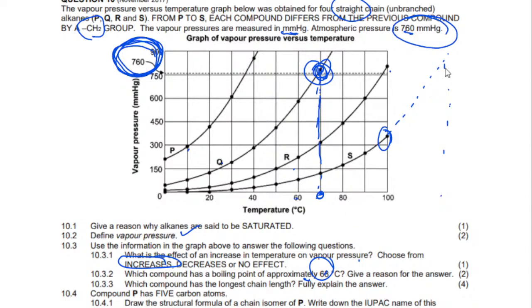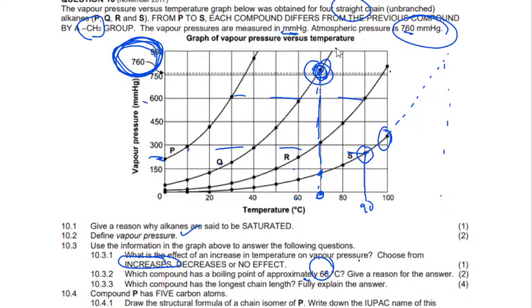If you look at it, it has the lowest vapor pressure. They say lowest vapor pressure. Yes, because if you check here at any given temperature, let's consider this. At maybe 90, the vapor pressure here is, check where it is. What about this one?